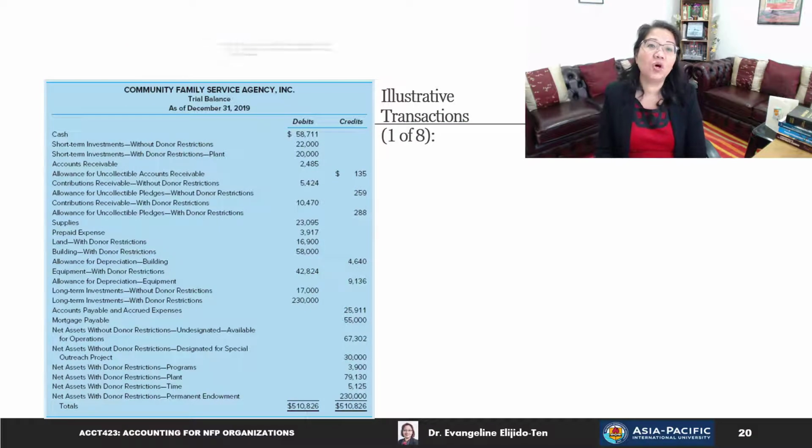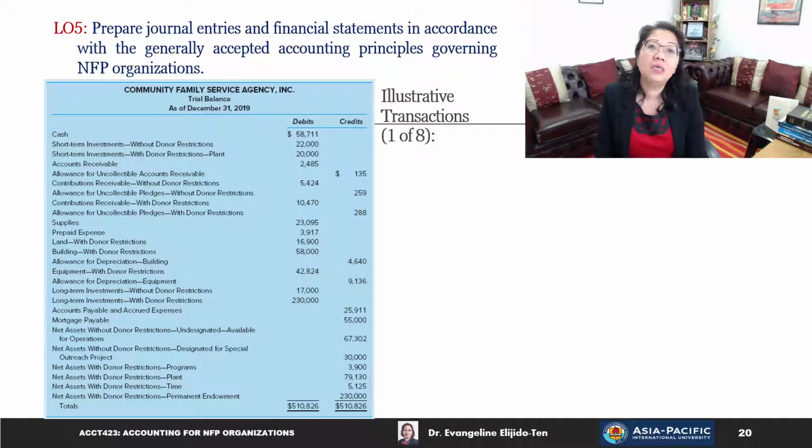Let's now move on to the final learning objective, and this is where we will spend the rest of this lecture on the preparation of journal entries and the financial statements in accordance with GAAP that governs the NFP organization.